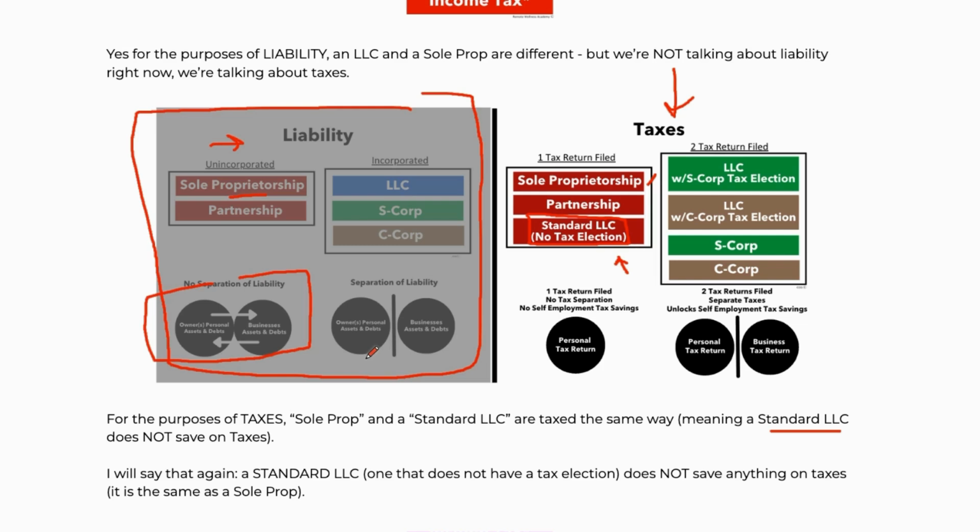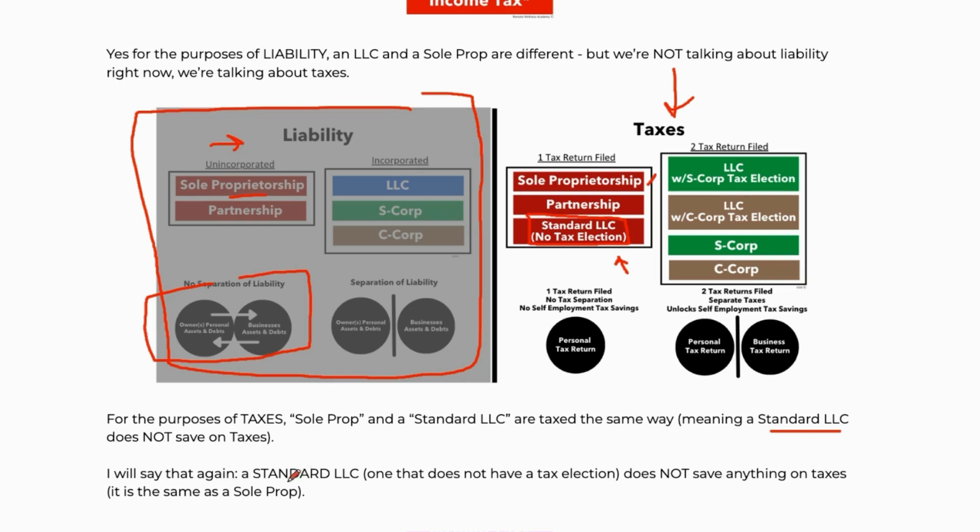Okay, yes, you still get the business deductions on everything, right? We talked about that already. Business deductions, everybody gets the business deductions, right? If you got that Oprah meme, you get business deductions, you get business deductions, you get business deductions. Sole prop gets business deductions, LLC gets business deductions, everybody gets business deductions. But when we talk about self-employment tax specifically, okay, a standard LLC does not save you on self-employment tax.